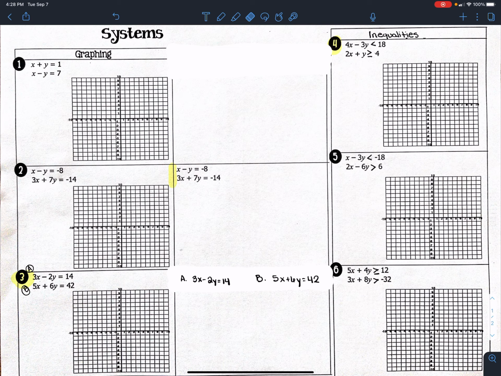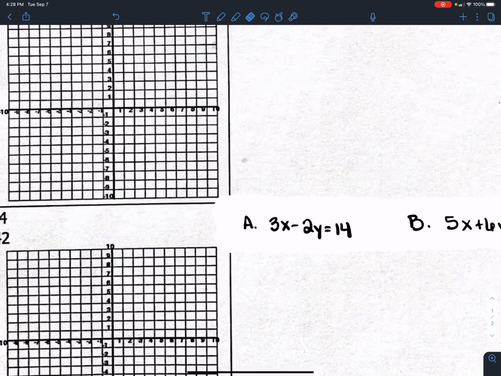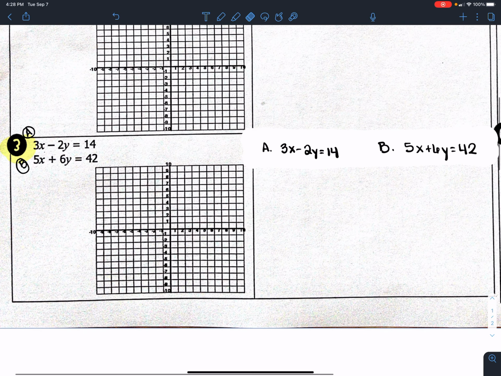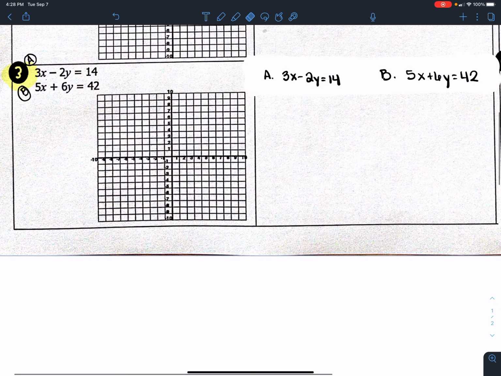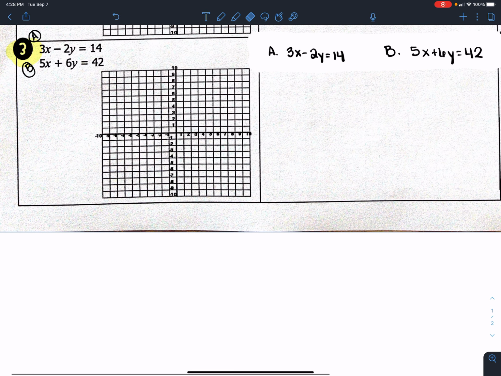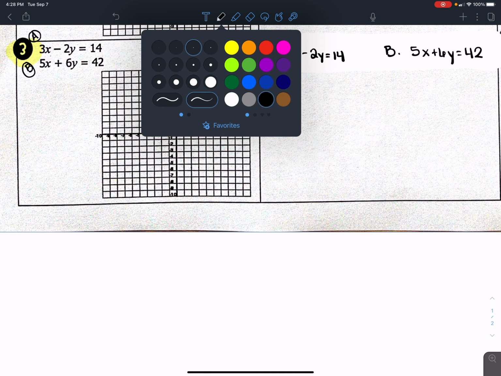I'm going to get started on this first column of graphing, and I am going to be doing number 3. Instead of scratch paper, I'm kind of squeezing mine into the side, but remember I did suggest that you have scratch paper out when you do these. So when I'm looking at number 3, equation A and equation B, the first thing I need to do is get the equation into slope-intercept form.